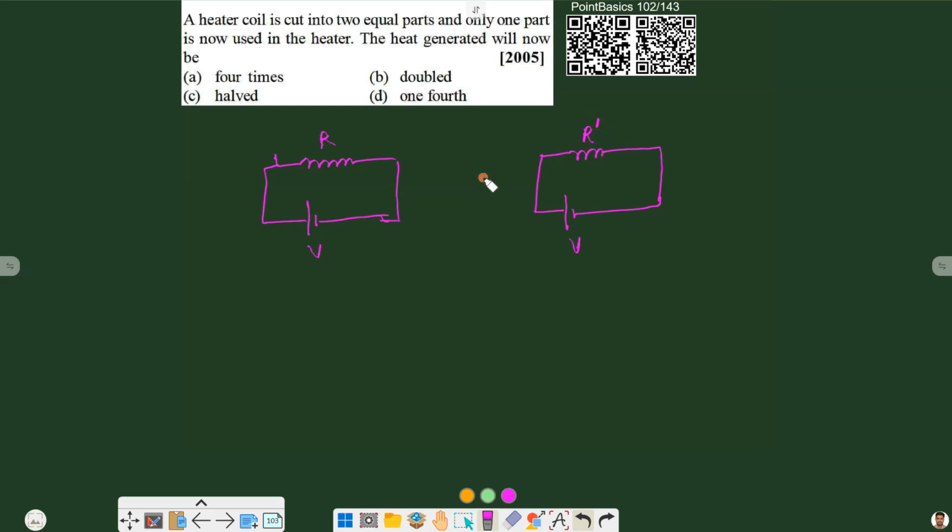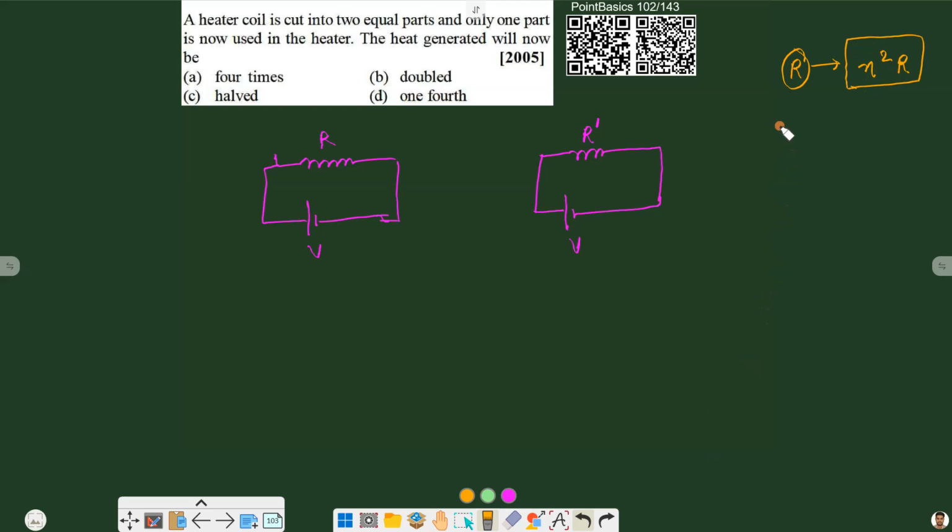We have solved this type of question already in the previous chapters of class 12th: suppose some wire has resistance R, and if its length is changed, then its resistance becomes n square times R, where n is the ratio of final length to the initial length.